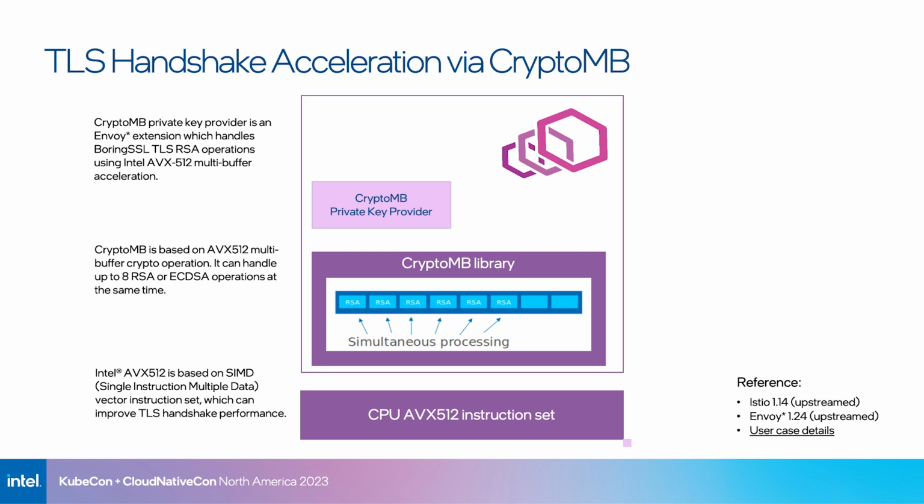The crypto multi-buffer private key provider is an Envoy extension. When a new handshake happens, BoringSSL invokes the private key provider to request the cryptographic operation, and then control returns to Envoy. Just running Envoy on a suitable platform and enabling the crypto multi-buffer private key provider in the Envoy configuration is enough.